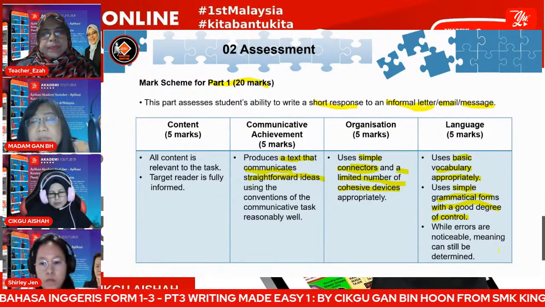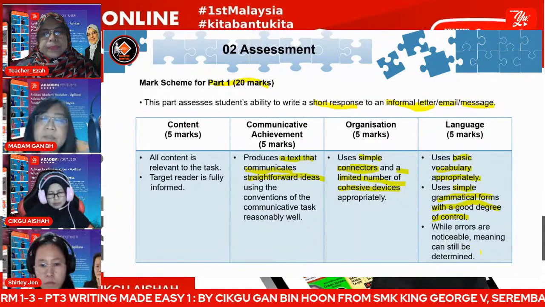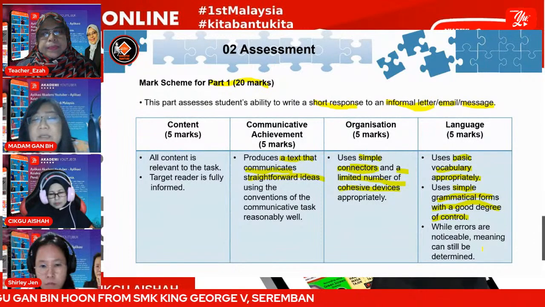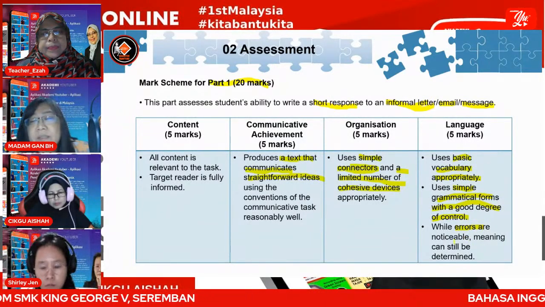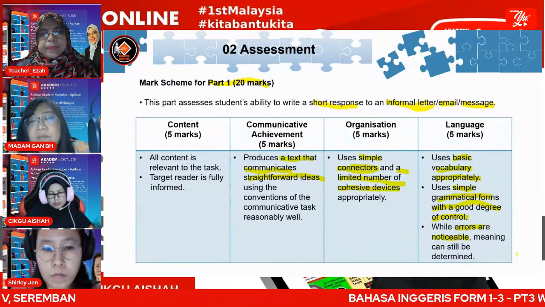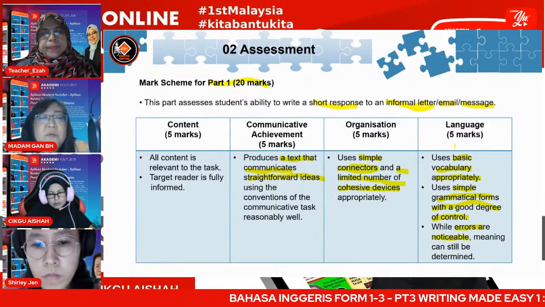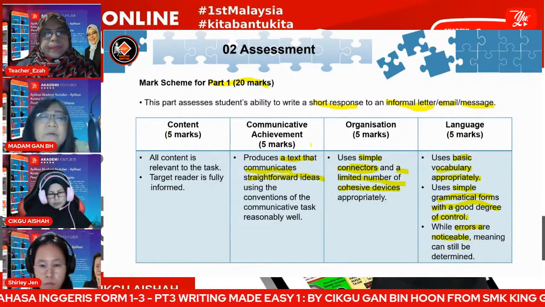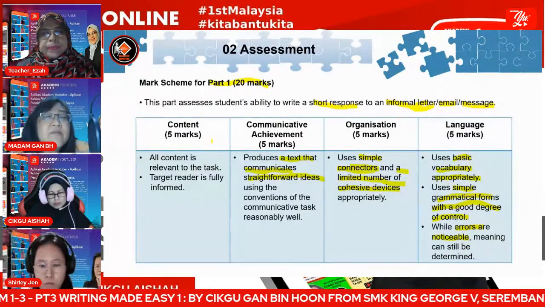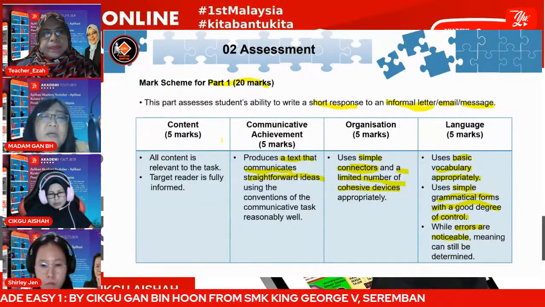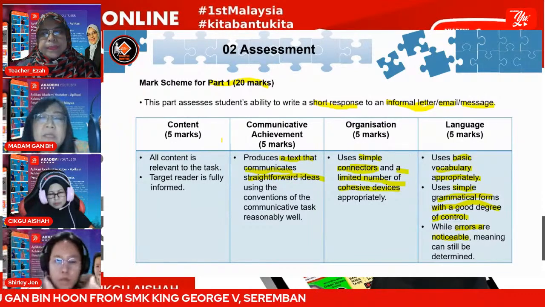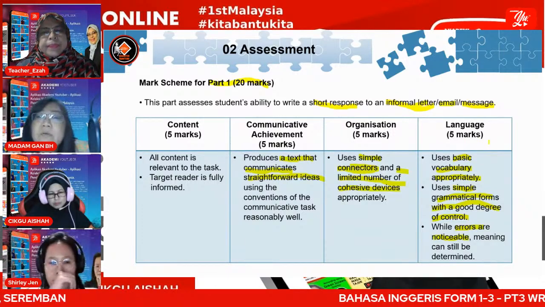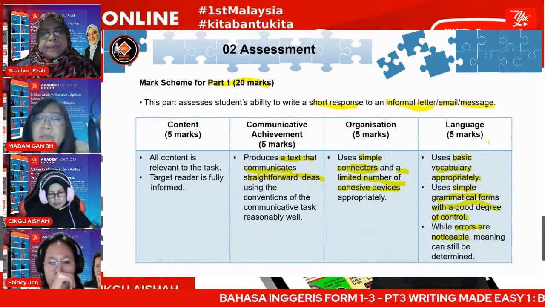Okay, errors are noticeable, meaning the meaning can still be determined. So it means that when an examiner reads your answer, we can understand what you're trying to say. Okay, so even though you have errors that are noticeable, if the meaning is there, you can still get 5 marks for language. So the hardest one, I think, is the language is the hardest to score 5. Okay, so if you follow properly, you can score 5 for content. You can score 5 for communicative achievement, and you can score 5 for organization. But here maybe you will get lower marks if your grammar or your vocabulary is not that good. Okay.